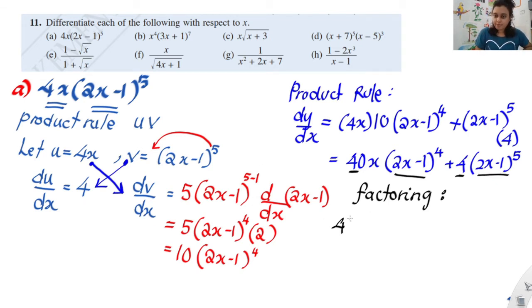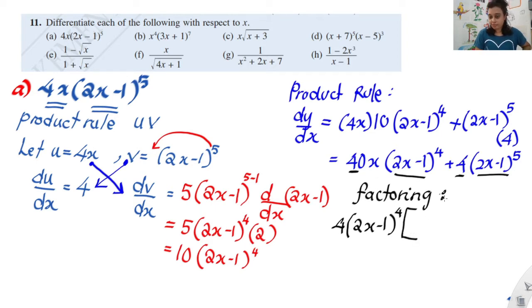So I'm going to write 2x minus 1. Which one should I take out? Which power should I take out? Remember, always take out the power that is the smallest. The smallest power is the one you factor out. So now I'm going to factor the smallest one, means 4. Now put a big bracket.